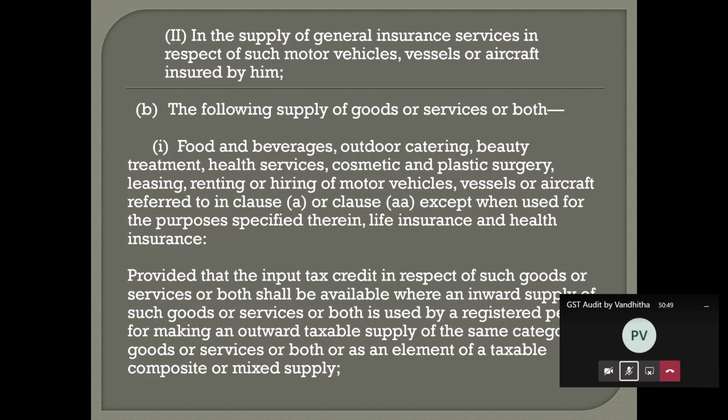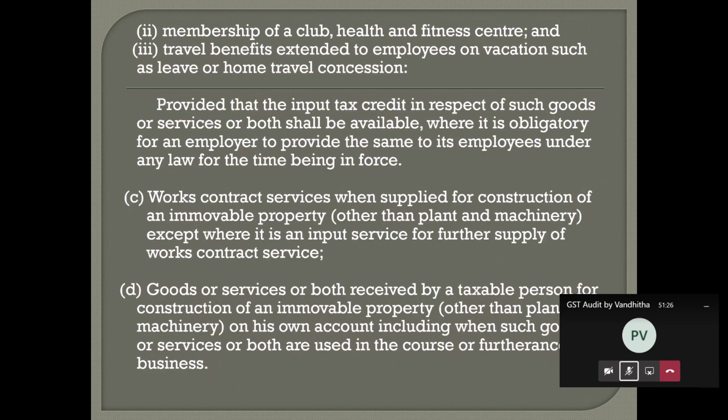If they are used for these, except when used for the purposes specified therein, input tax credit in respect of such goods or services, such as food and beverages, or both, shall be availed where an inward supply of such goods or services or both is used by a registered person for making an outward taxable supply of the same category of goods or services, or both, as an element of a taxable composite or mixed supply. Only in this case, they can claim the input tax credit.